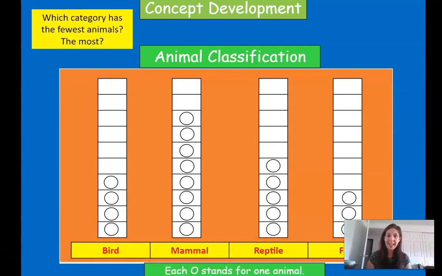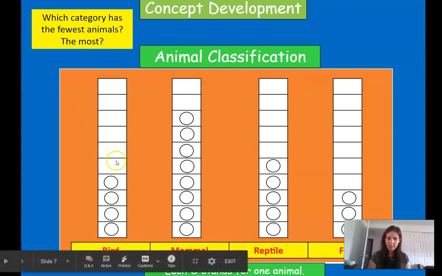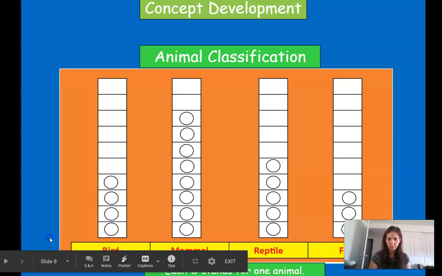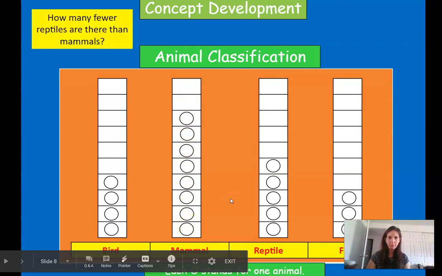Which category has the fewest animals? You can look here and see, oh, fish, because fish is the lowest one. It doesn't go up real high, it's the lowest. So fish has the fewest animals. And which one has the most animals? Mammals, right here. Mammals have the most animals.